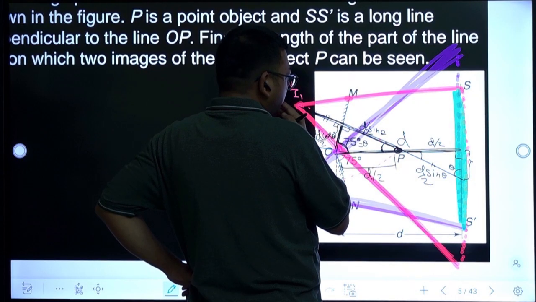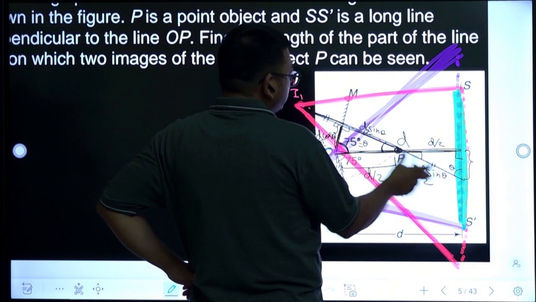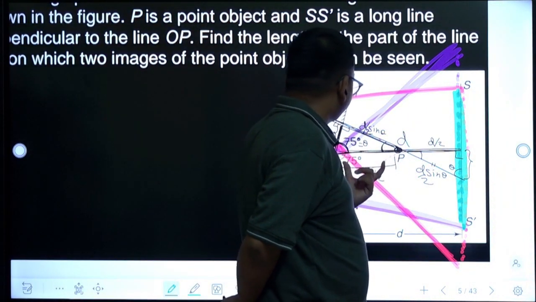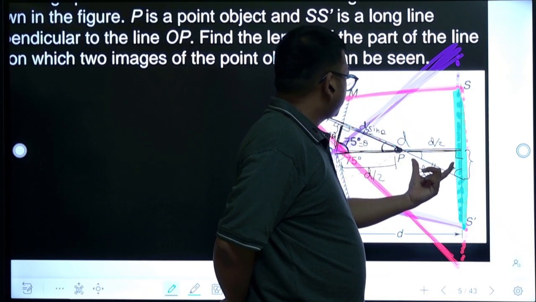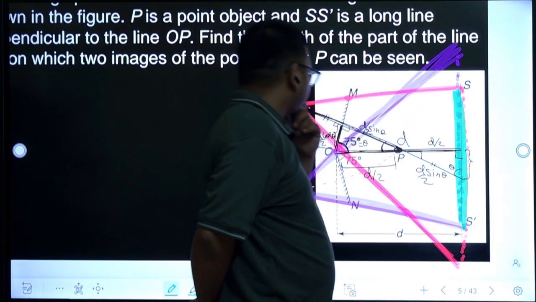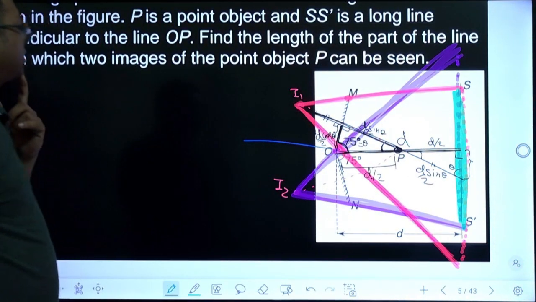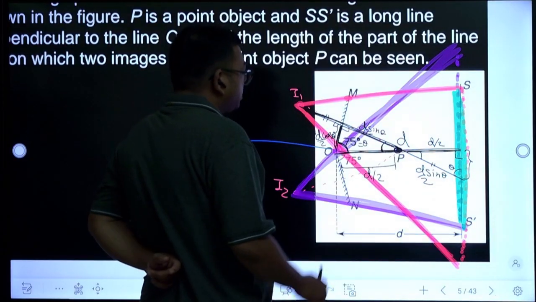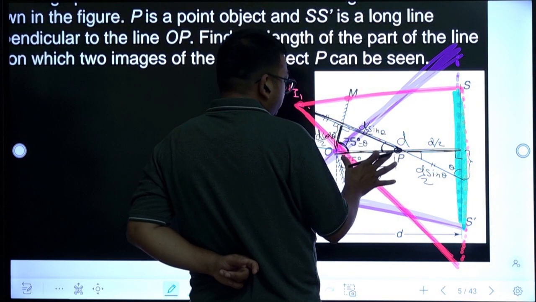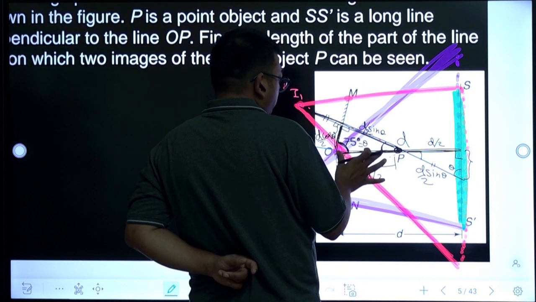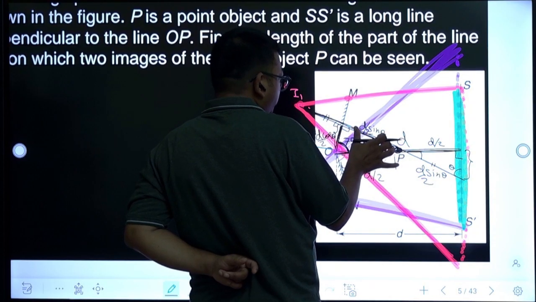Is there any mistake I have made? This length and this length will be equal, no? Because this length is d by 2, this length is also d by 2. How can this length, the hypotenuse, become smaller than this? I think there is some glitch happening here, isn't it? Because this angle is theta, this is d by 2, this is the hypotenuse. So this length is d by 2 cos theta, this is d by 2 sine theta.